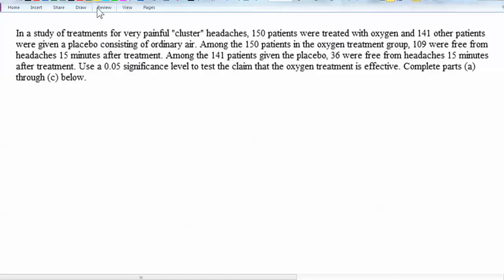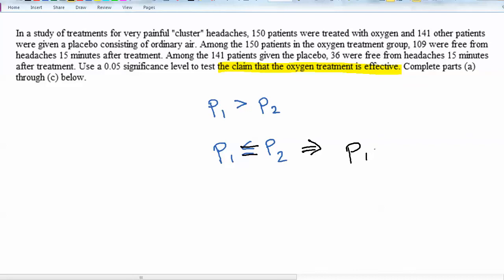Okay, so our claim is the oxygen treatment is effective. So that is that this ratio should be higher than this ratio. The logical opposite of that is that it is less than or equal to it, like worse or no change. This one contains the equality, which is the same as saying that their difference is zero.